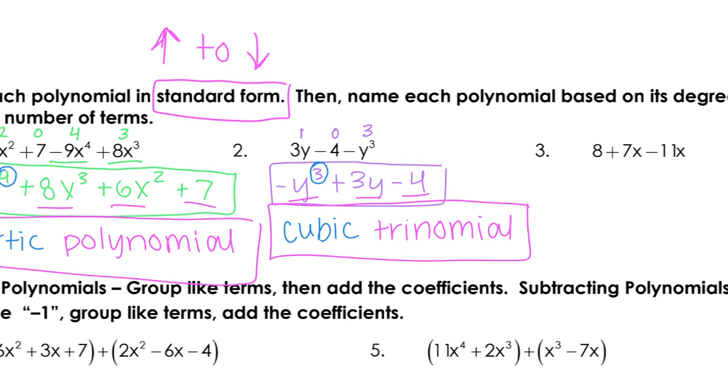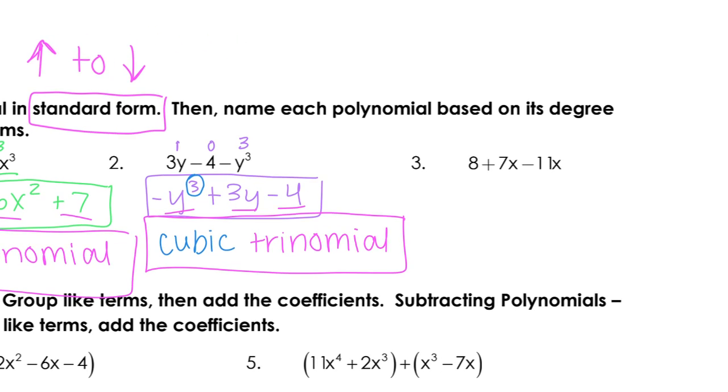And then looking at number 3, we see 7x and negative 11x. If we were to go through, 8 has a degree of 0, 7x has a degree of 1, negative 11x also has a degree of 1. Since there's 2 degrees of 1s, that actually makes them like terms. So we're going to combine those together really quick. We would get 8 minus 4x.